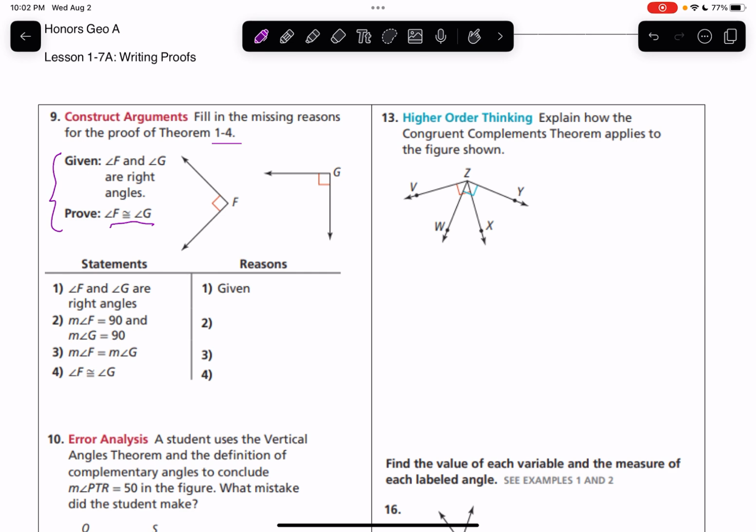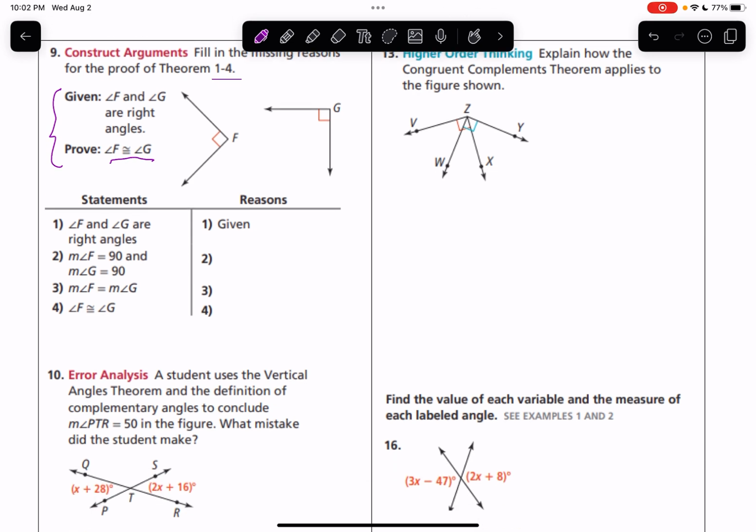Angle F and angle G are right angles. That is given, of course. Then the measure of angle F equals 90 and the measure of angle G equals 90. So I'm thinking to myself, well, when angles are right angles, how do I connect them being right angles and them being 90 degrees? Oh, it's in the definition of right angles. A right angle is a 90-degree angle. So my reason is going to be the definition of right angles.